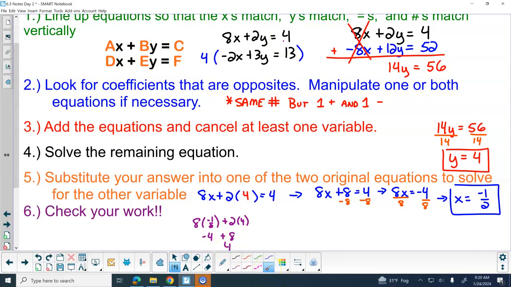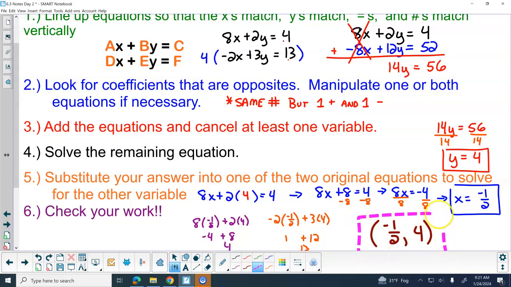Then we got to go -2 times -1/2. That's going to be +1. 3 times 4 is 12. 1 plus 12 is 13. And 13 is equal to 13. So our answer here then would have been -1/2, comma, 4. With me? Questions, comments, concerns, clarification?